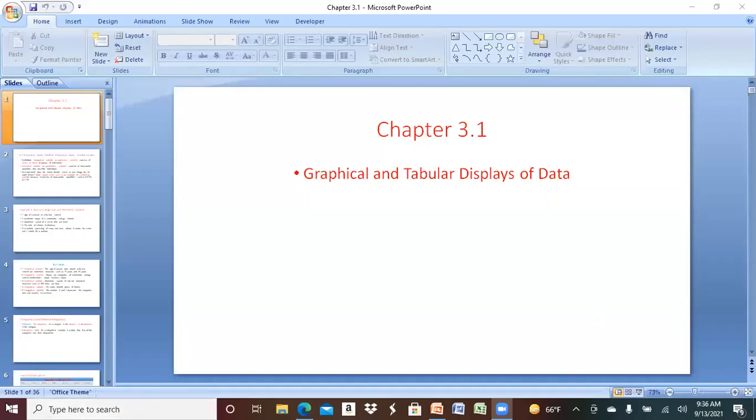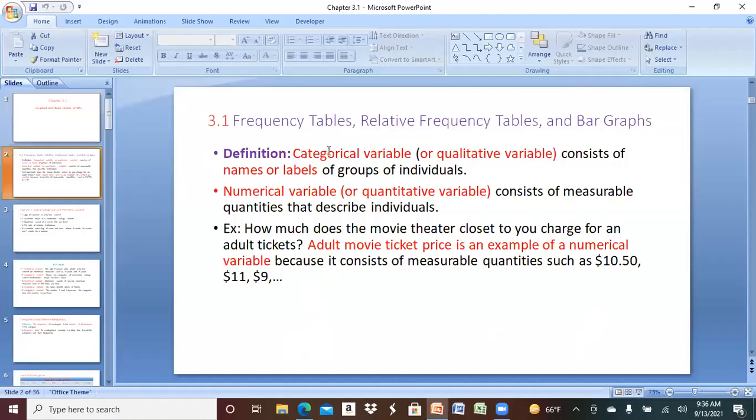Okay, we study chapter 3.1. Today we study the definition of categorical variable and numerical variable. You see, the categorical variable consists of the name and label of a group of individuals, and the numerical variable consists of a measurable quantity that describes the individual.